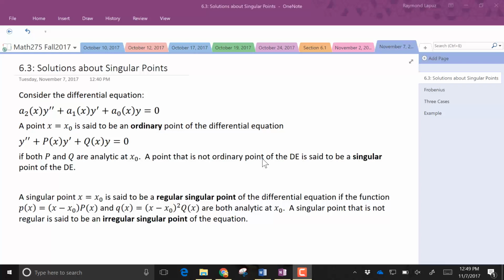In 6.2, we found power series around what we call ordinary points, and those are points that are ordinary. I'll say regular, but regular is also a keyword here.